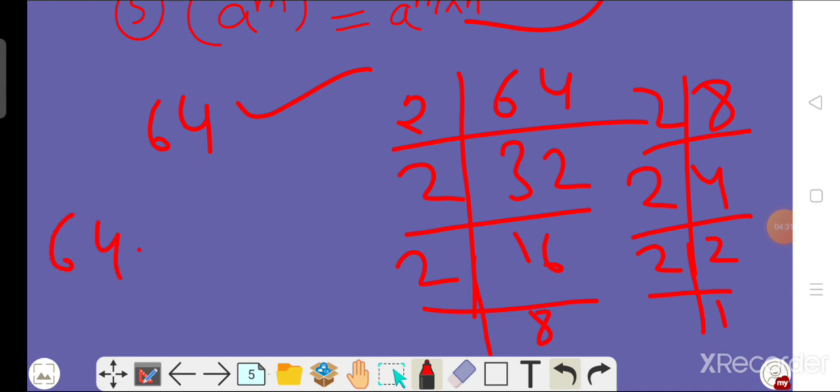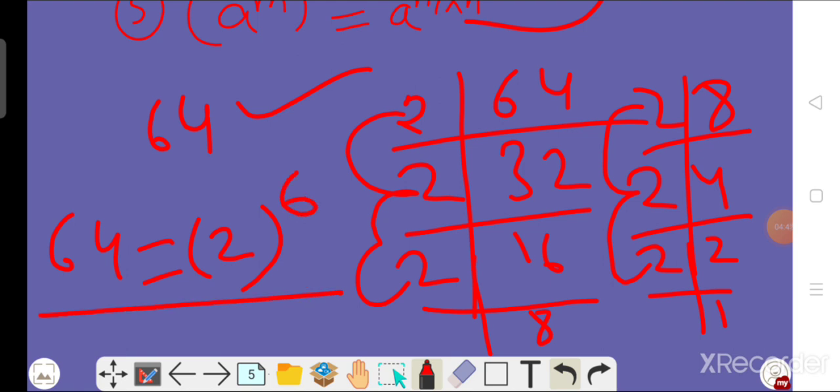So 64 is equal to multiplication of 2 how many times? 1, 2, 3, 4, 5, 6. 6 times. It means 64 is equal to 2 raised to the power 6. This is the representation of 64 into exponential form. Here what is the base? 2, and what is the exponent? 6. Okay. This is the way by which we can represent any number into the exponential form. Now we have to take some more examples from the exercise.